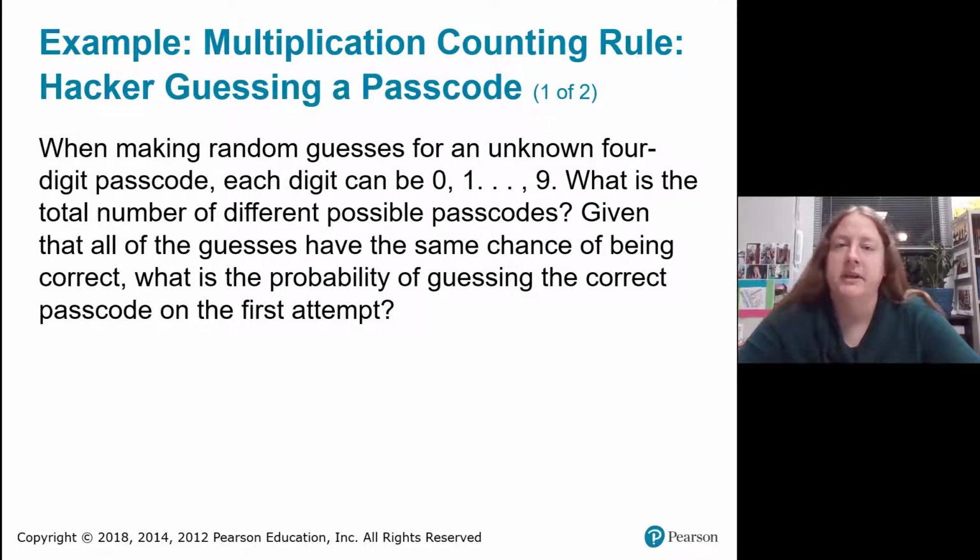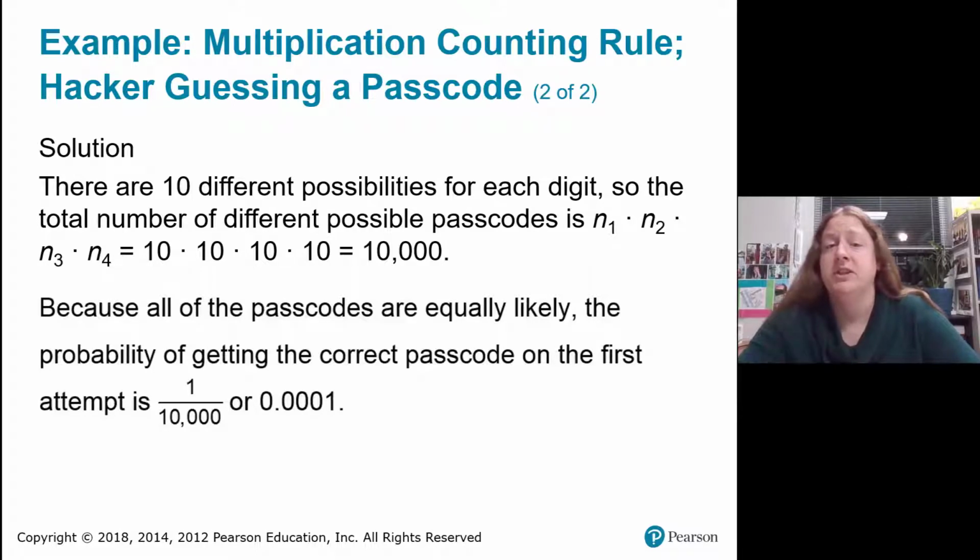And this is a little bit more complicated than what we've seen in the past. So we're going to go to our multiplication rule. Notice that there are 10 different possibilities for each digit, with the numbers 0 through 9. So the total number of different possible passcodes is going to be n1 times n2 times n3 times n4, and each of those is going to be 10 since there's 10 possible digits. So we'll get 10 times 10 times 10 times 10, or 10,000 different possible passcodes. Since each of these is equally likely, then the probability of getting the correct passcode on the first attempt is 1 in 10,000, or 0.0001.